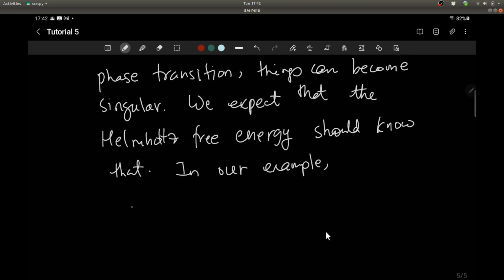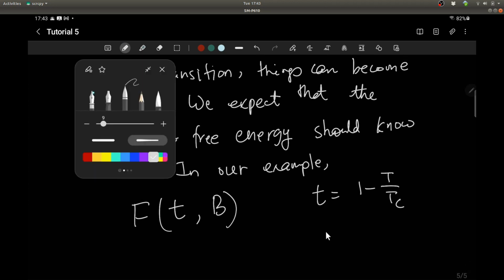the free energy F will be a function of, I'll define something called little t, which is temperature. You will see in a moment what that is. Little t and the magnetic field. These are the only two control parameters in our problem, right? And so little t is nothing but 1 minus T upon Tc. It's called reduced temperature.